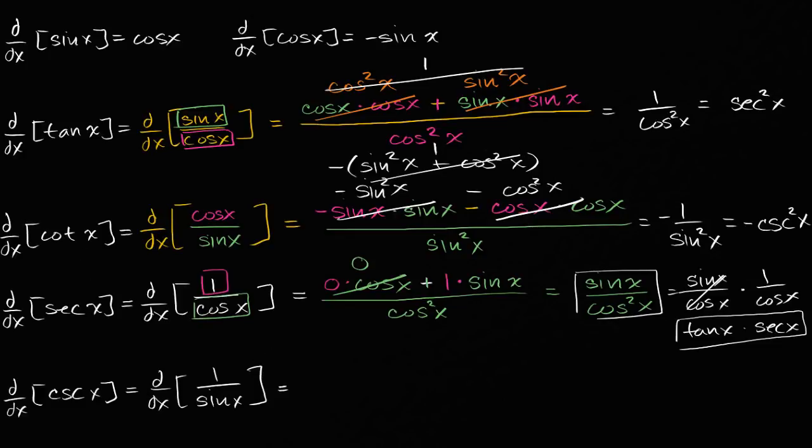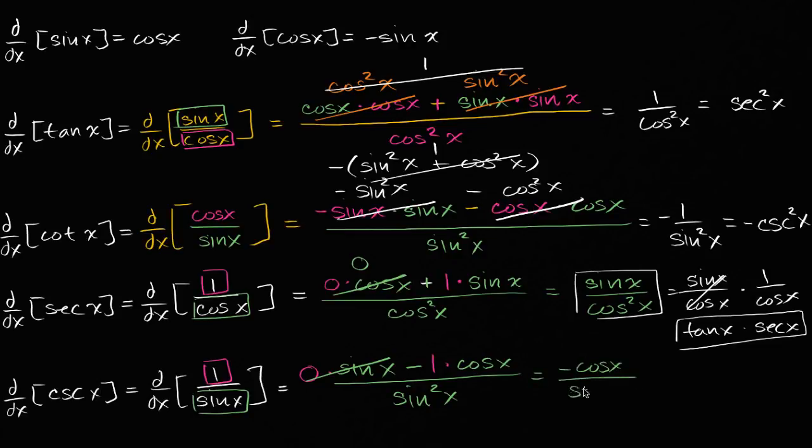So it's going to be the derivative of the expression on top, which is 0, times the expression on the bottom, which is sine of x, minus the expression on top, which is just 1, times the derivative of the expression on the bottom, which is cosine of x, all of that over the expression on the bottom squared. Sine squared of x, that's 0. So we get negative cosine of x over sine squared of x.